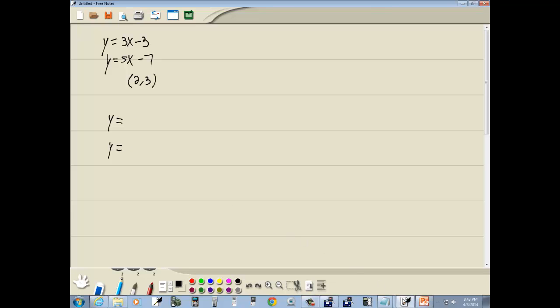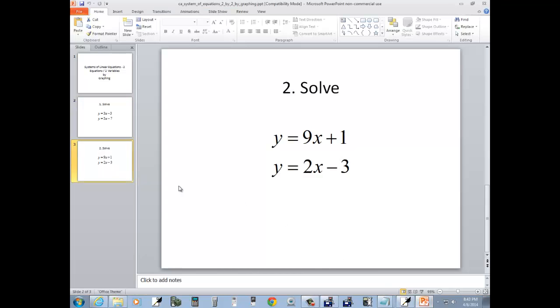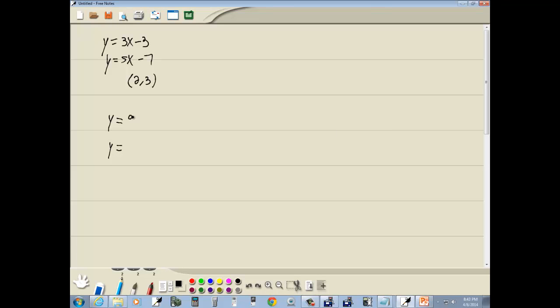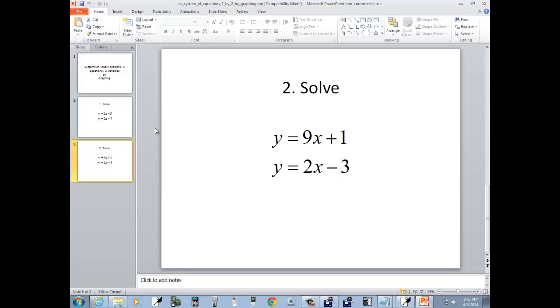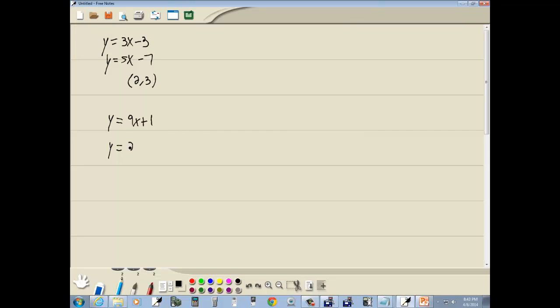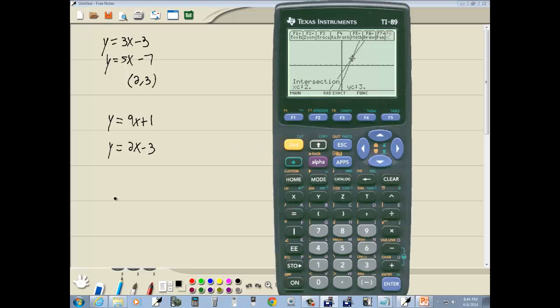Well, let's take a look at our second example. y equals 9x plus 1 and y equals 2x minus 3. We're going to find this one doesn't work as nicely as the first example.